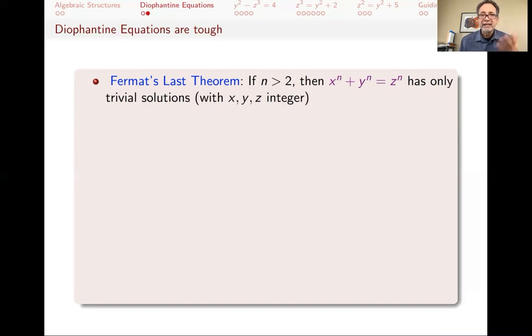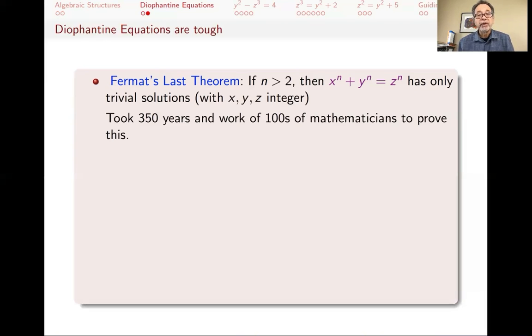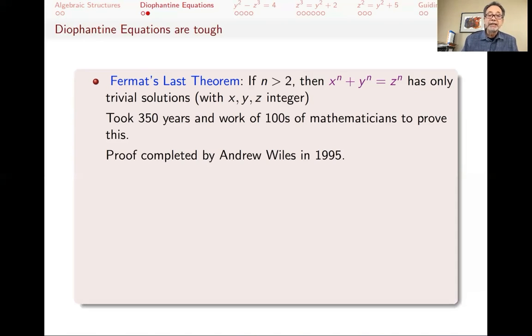Fermat in the 17th century conjectured that this does not have any non-trivial solutions. Actually, Fermat said that he had a proof, but no one believes that he did. It took some 350 years and the work of hundreds of mathematicians to finally prove this. The final touches were done by Andrew Wiles in 1995. That's when the proof was completed. But in the meantime, in the 350 years that people worked on this, all kinds of areas of mathematics, including abstract algebra, were developed mainly to attack this problem.